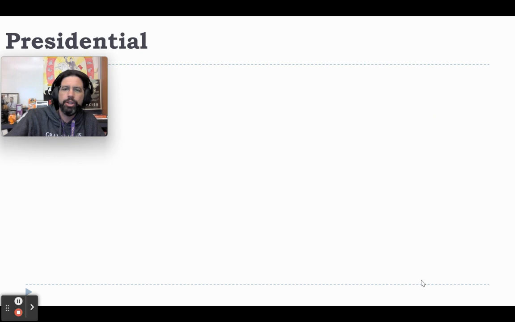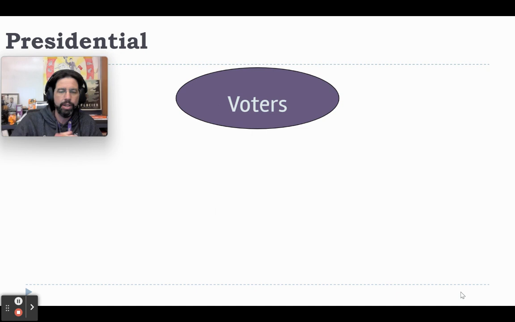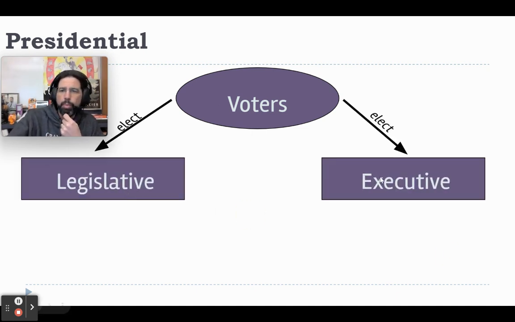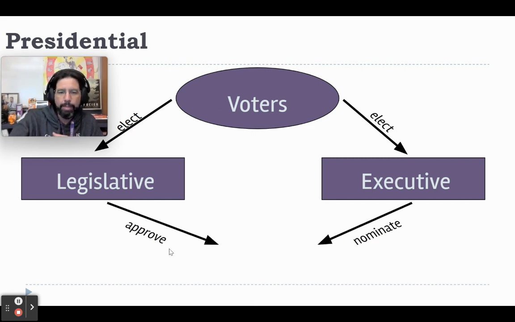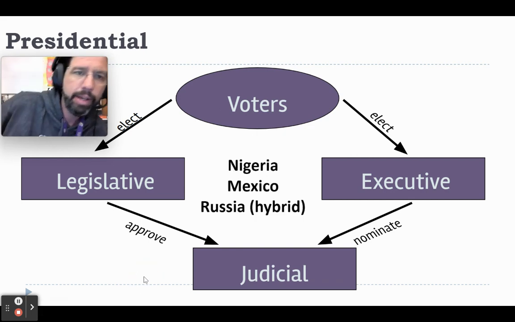Now our focus is a presidential system. The presidential system has a different way the voters interact. They vote independently in elections for the legislative branch and the executive branch, or in this case, in Mexico and the United States, it would be the Congress. In Nigeria, it would be the National Assembly. And of course, on the executive side, you have the president. Then they both get together. The executive nominates, the legislative approves, the judicial branch, the Supreme Courts of Mexico and Nigeria, and of course the United States.